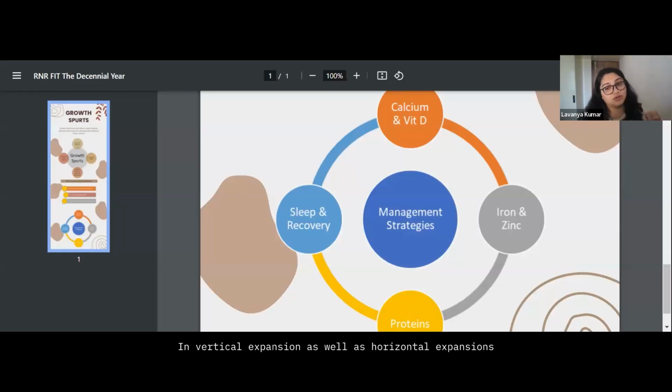Vertical expansion as well as horizontal expansions. They're the ones who are really making the base. They're making the makeup of your body. So it's important that we go ahead and fortify our foods with iron and zinc, or have foods that are fortified with it. Like for example, oats. We have sometimes red meat. We have all the nuts and green leafy vegetables.